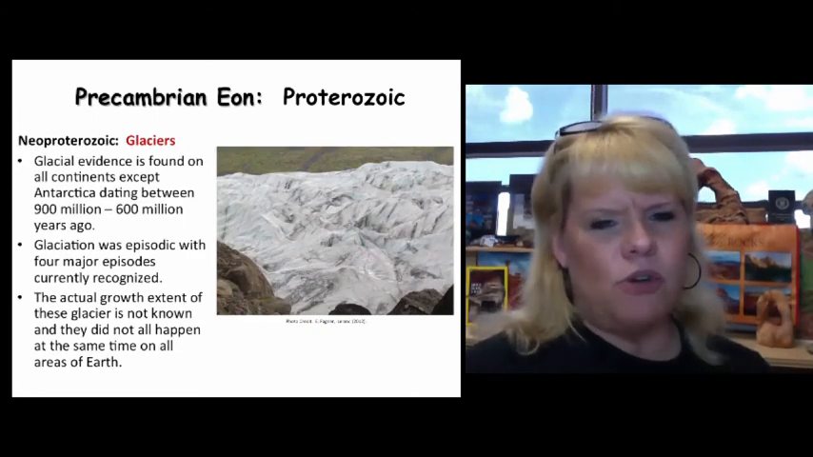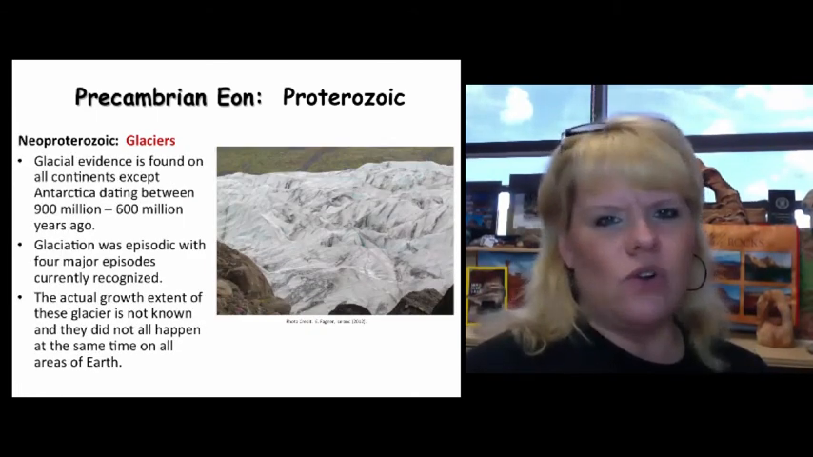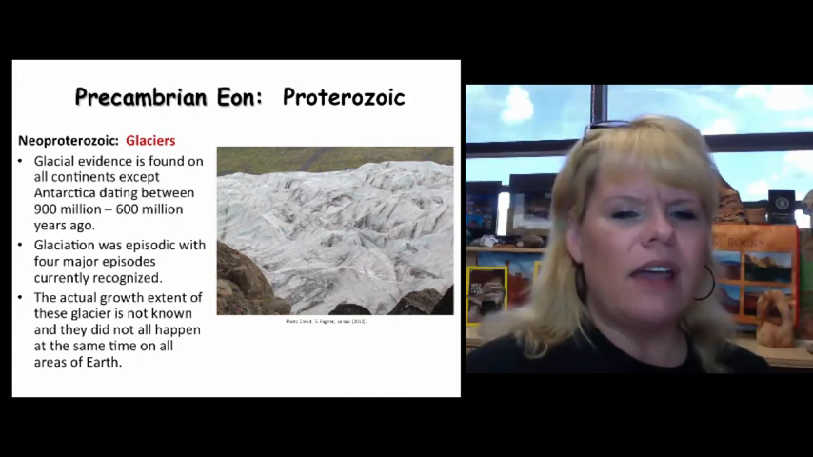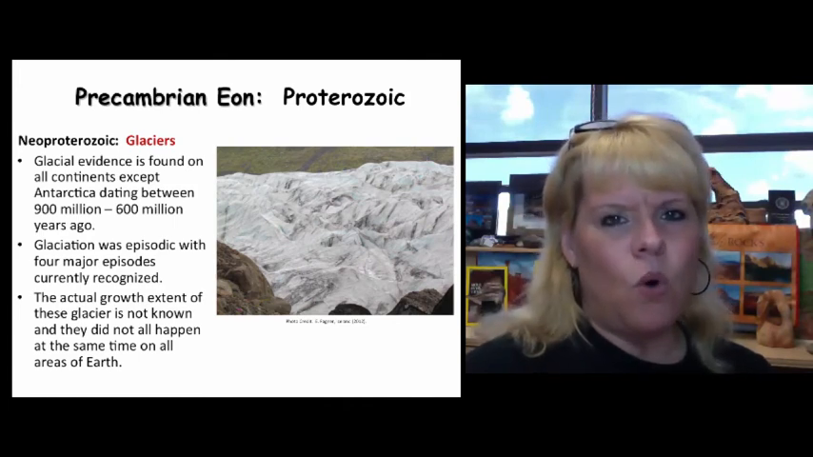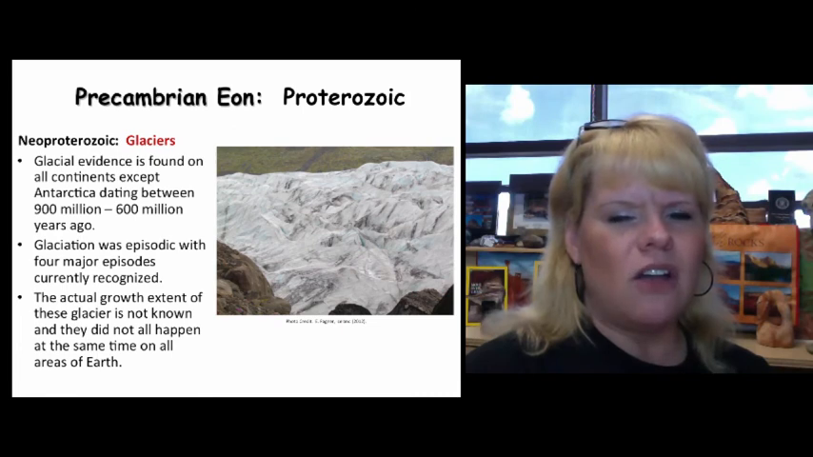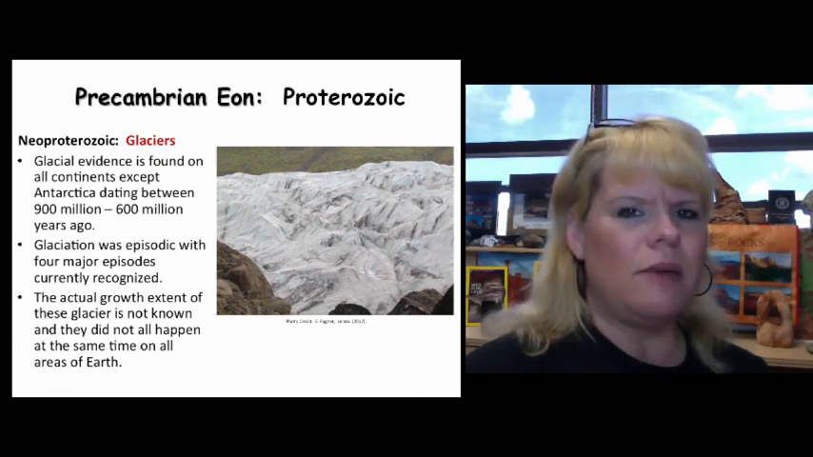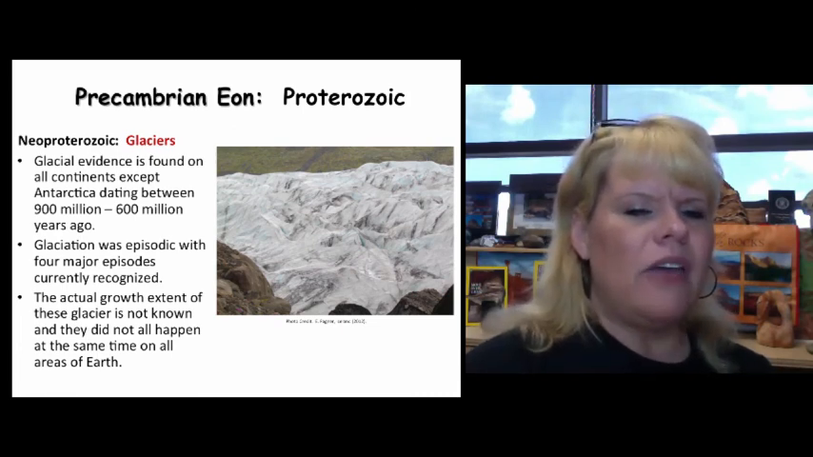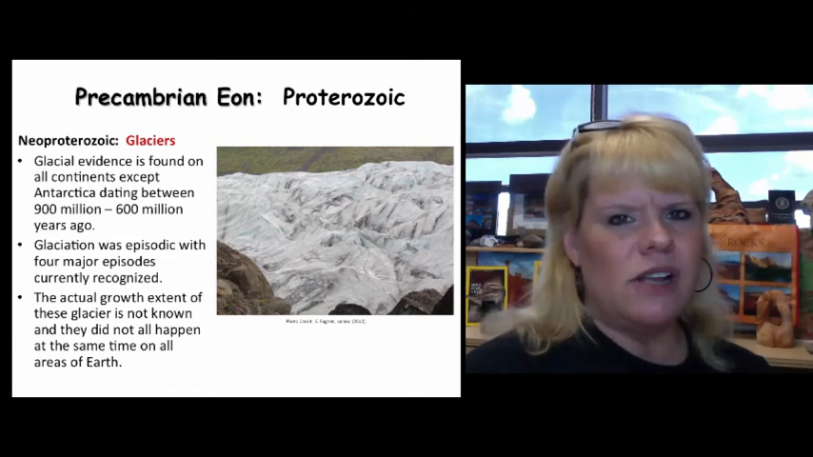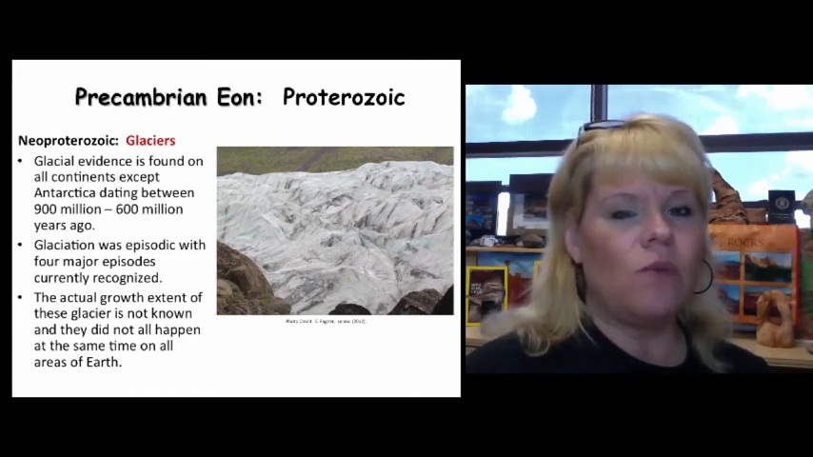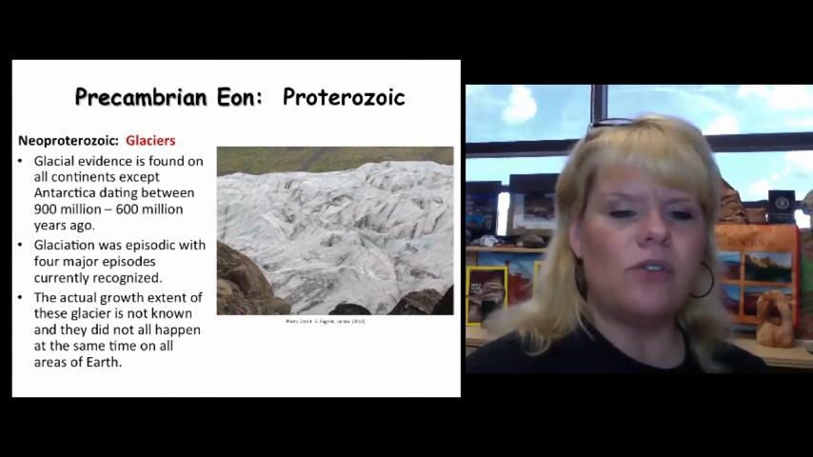In the Neoproterozoic, glaciers are going to reappear on the planet, and we find evidence of worldwide glaciation on every continent minus one, Antarctica. And this dates somewhere between 900 and 600 million years ago. This corresponds to snowball Earth.